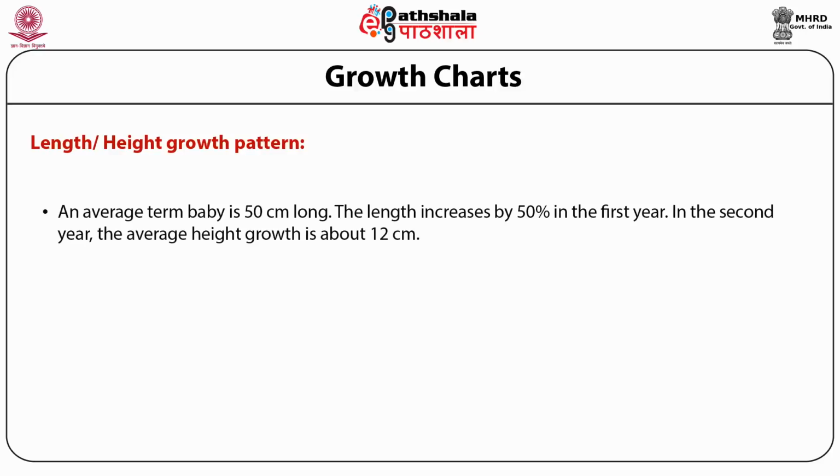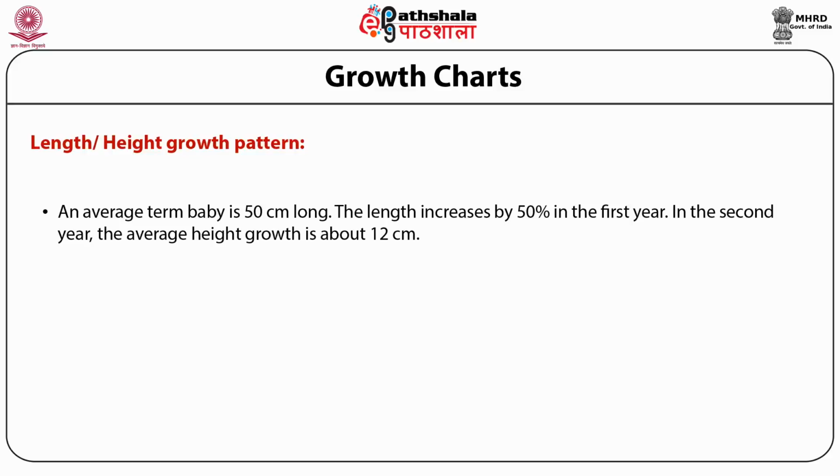An average term baby is 50 centimeters long. The length increases by 50% in the first year. In the second year, the average height growth is about 12 centimeters. The birth length doubles by 4 years of age. After the second year of age, the annual height growth averages 5 to 6 centimeters until the beginning of the adolescent growth spurt. Height growth stops at about the age of 18 years in girls and at the age of 20 years in boys.